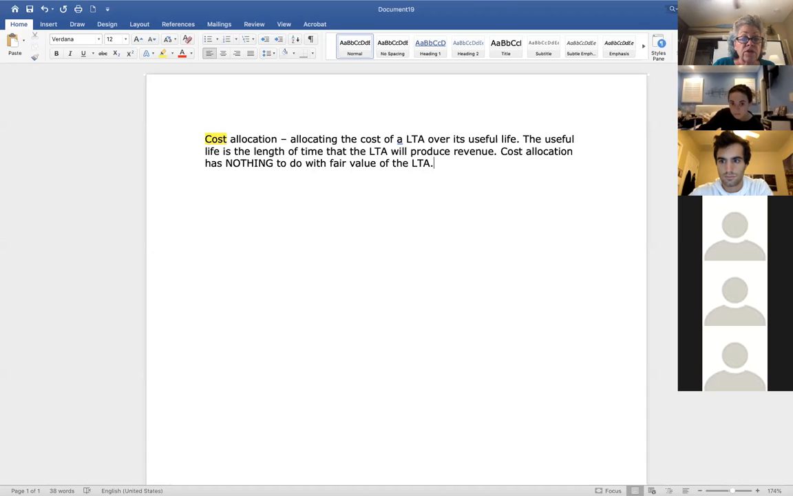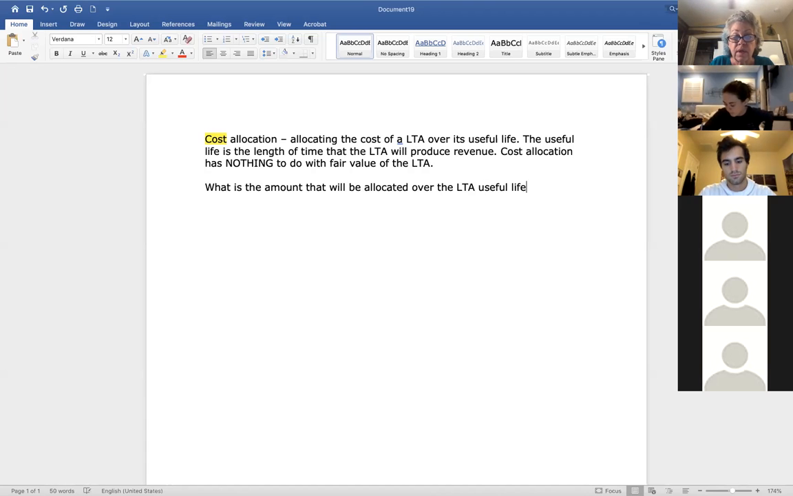Okay. So we've got cost allocation, and what is the amount that will be allocated over the long-term asset's useful life? What do we call it? What do we call the amount? Don't tell me how we calculate it, but what do we call the amount that would be allocated over the long-term asset's useful life?